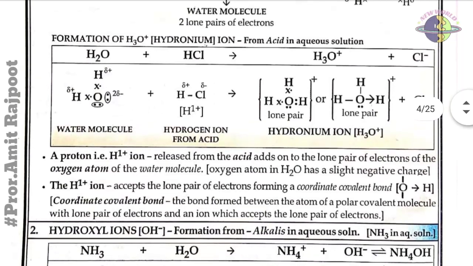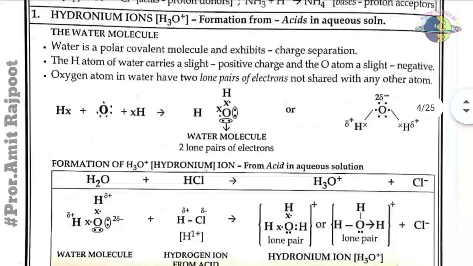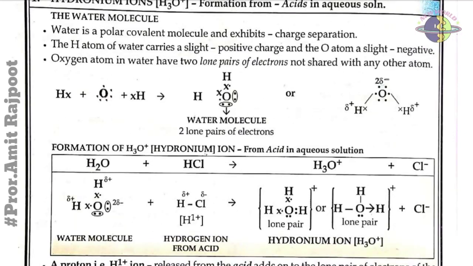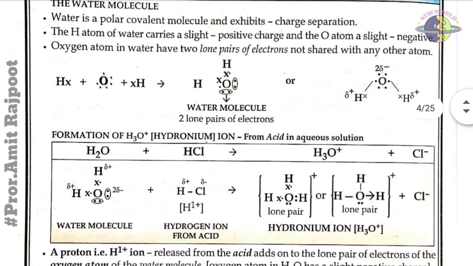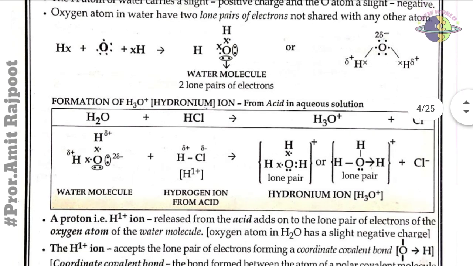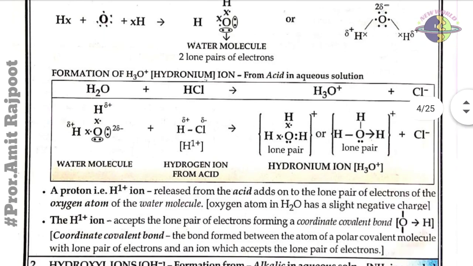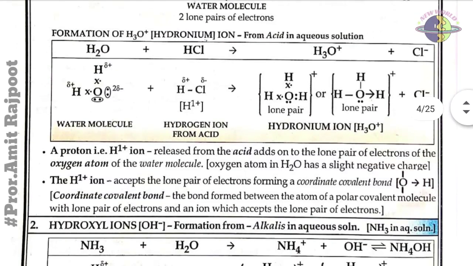So this is the bonding seen over there at the top. You can see H2O combines and forms two lone pairs, and the lone pairs can be seen over there, and the bonding seen here is a covalent bonding, again a coordinate covalent bond.